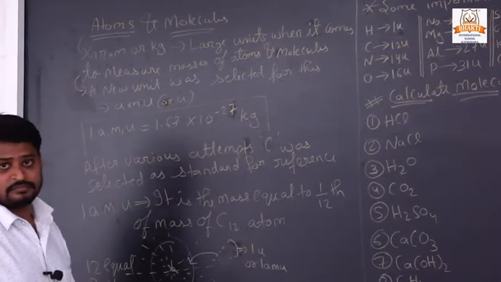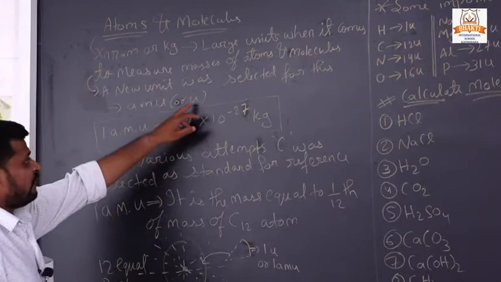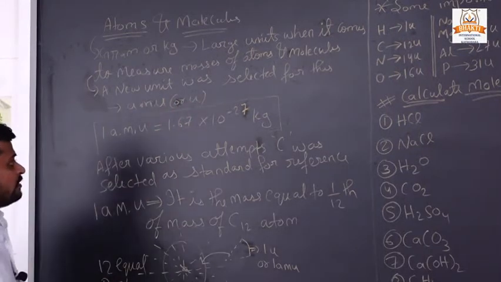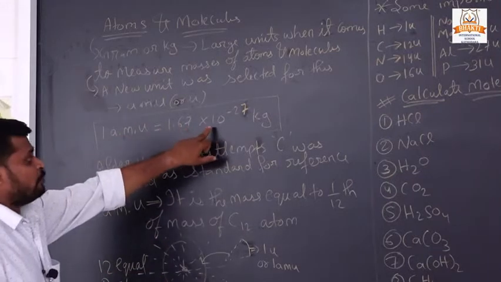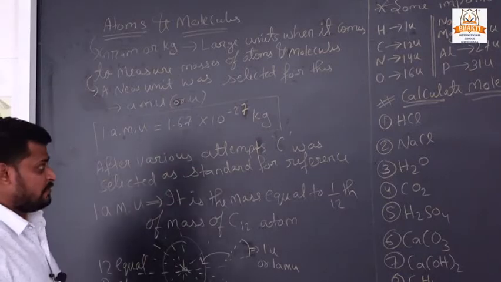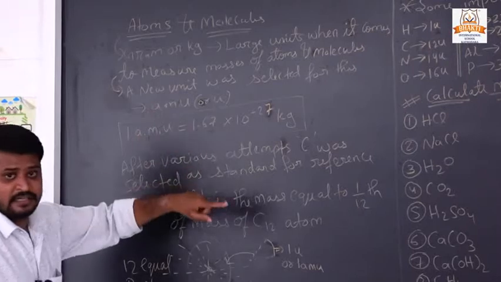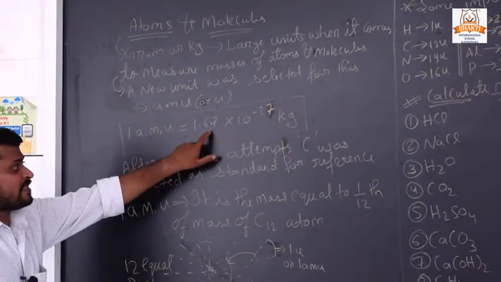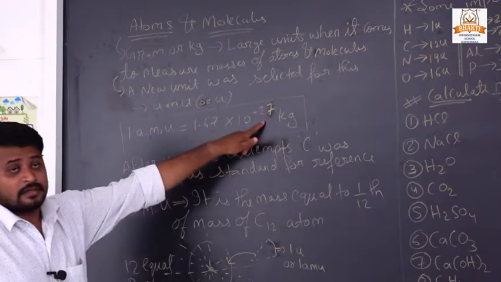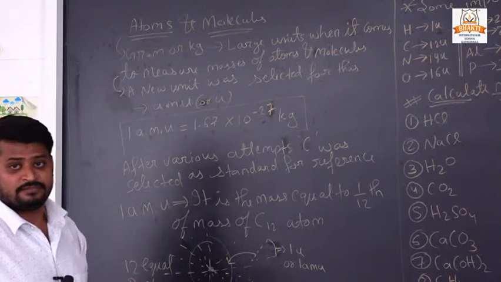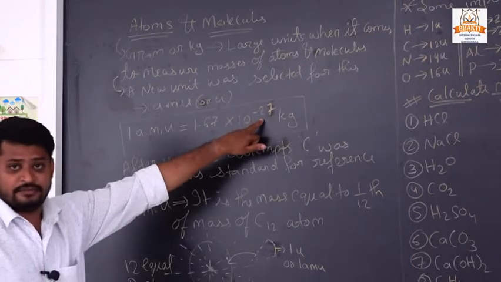So scientists found a new unit for measuring the mass of an atom, and that is amu, atomic mass unit, also called unified mass. The value of one unified mass is 1.67 into 10 to the power minus 27 kg. So when we calculate one unified mass in kg, it is approximately 1.67 into 10 to the power minus 27, a very small unit, and we convert it into kg. That's why the power is negative.